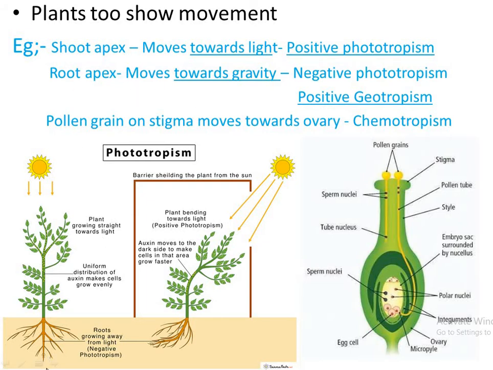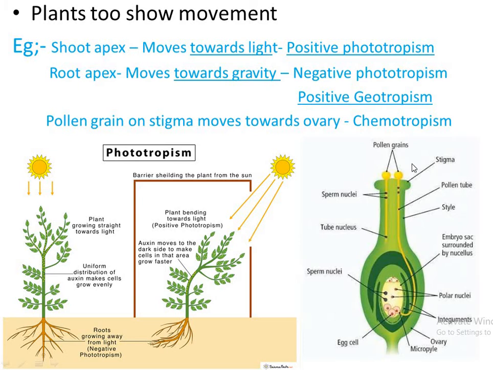Root apex moves towards gravity, so it's going towards the ground, geo, G, ground, something like that. Just find an easy way to remember this, or you can make up your own way of remembering it, or you can memorize this. Just remember that plants also show movements. If the shoot apex moves towards the light, we call it positive phototropism. If the root apex moves towards the ground or towards gravity, we call it positive geotropism, which is basically negative phototropism.